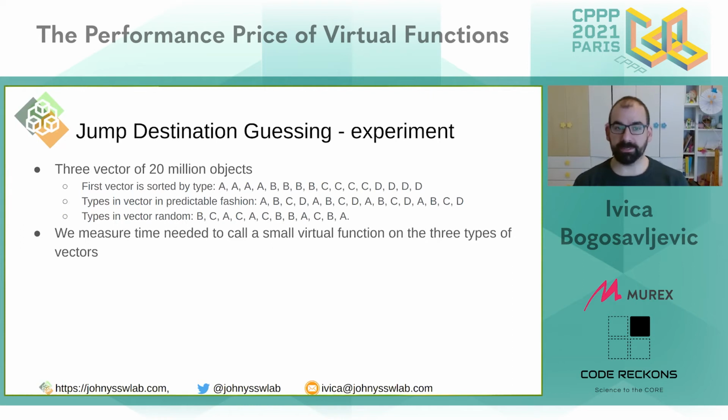So let's do an experiment. We have 3 vectors of 20 million objects. The first vector is sorted by type. So at the beginning we have all the objects of type A, then all the objects of type B, then all the objects of type C, and then all the objects of type D.